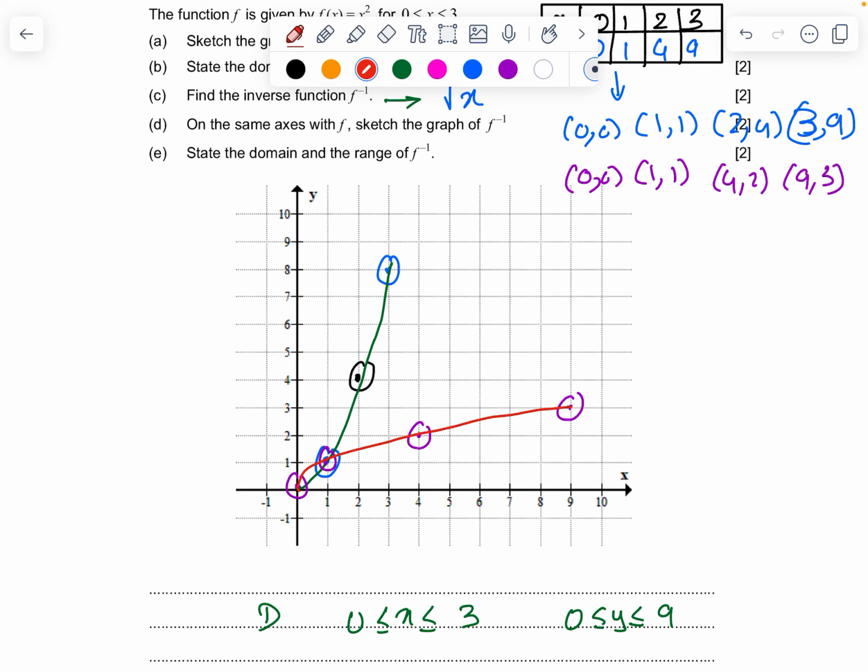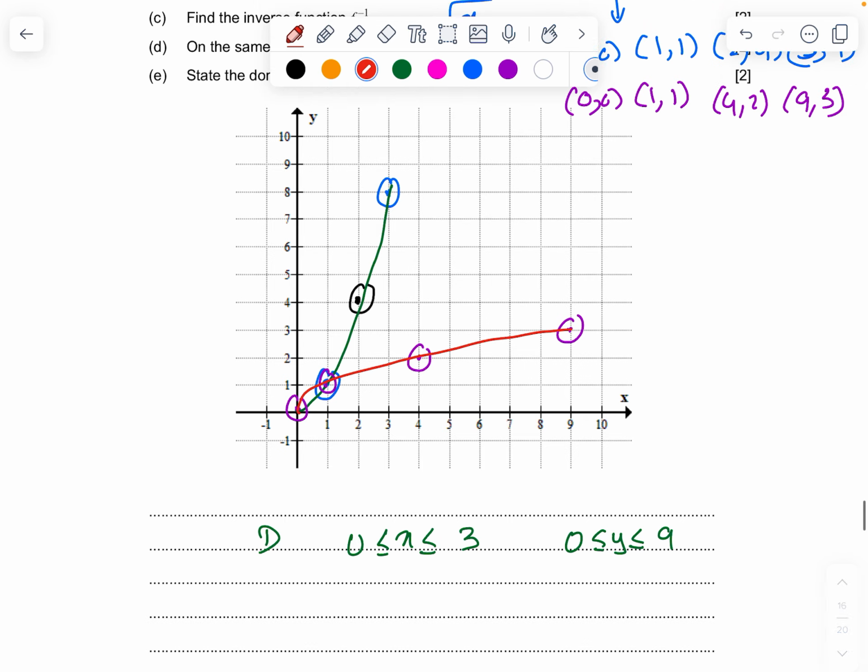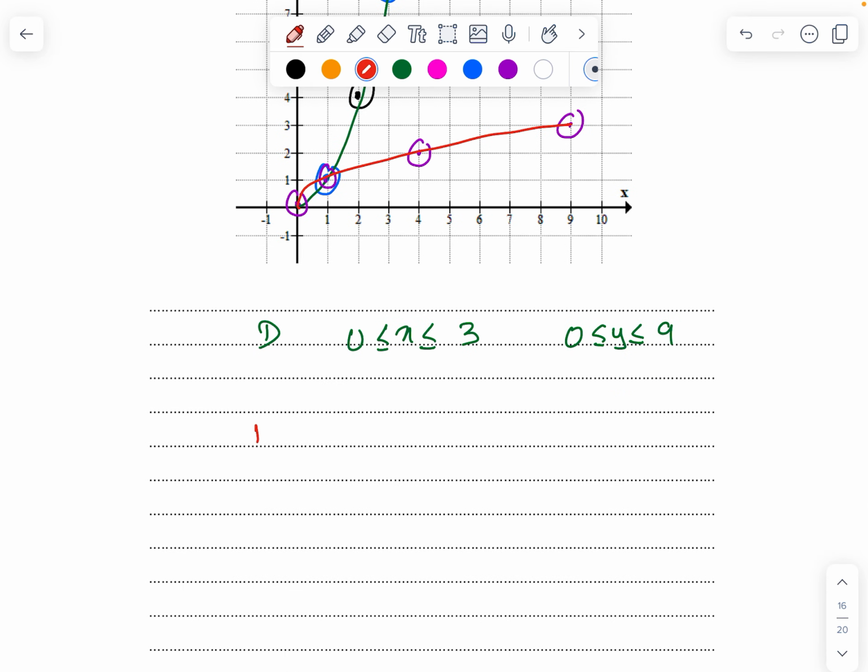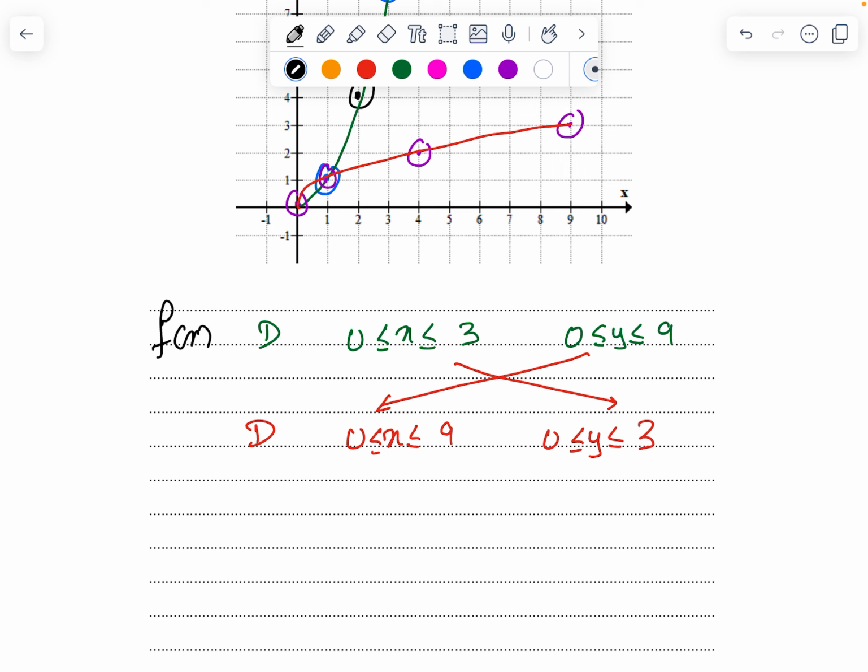Then sketch the graph, state the domain and range. Domain will become range, range will become domain. For f inverse, whatever domain and range f has, they get swapped. So domain becomes 0 to 9 and y value becomes 0 to 3. Remember, f and f inverse will have the domain and range swapped. That is the easiest method to do.